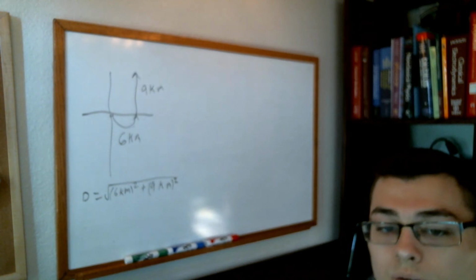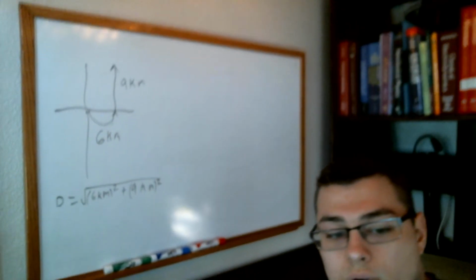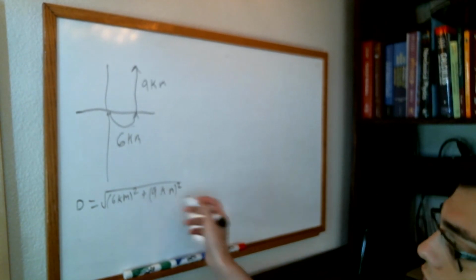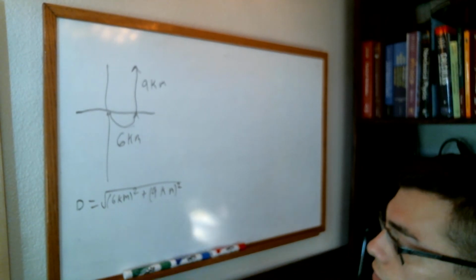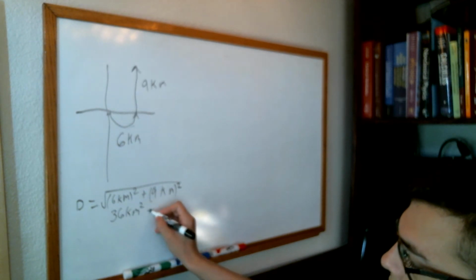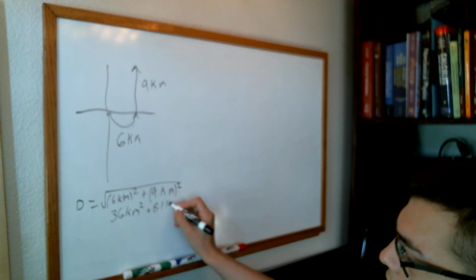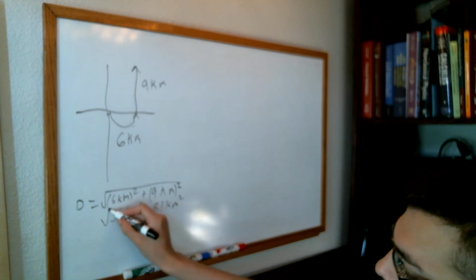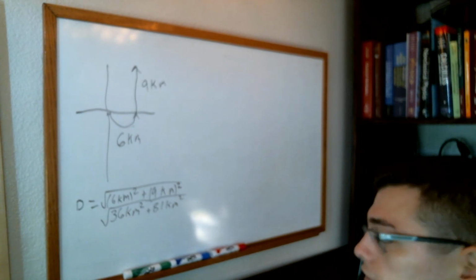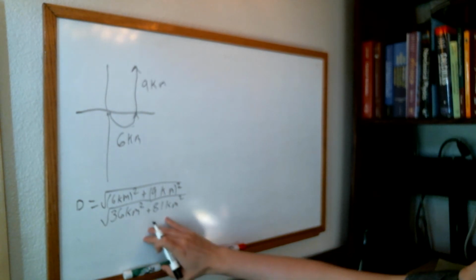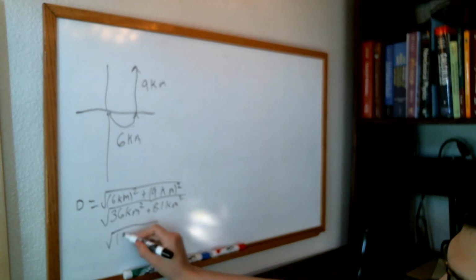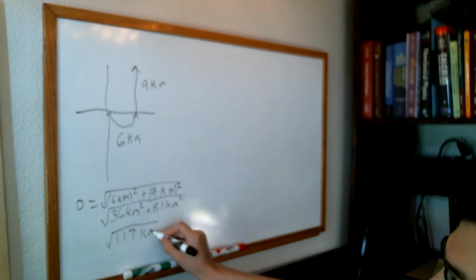And from there, we'll do the addition here. So this is going to be 36 kilometers squared plus 81 kilometers squared, and this is still going to be underneath the square root. Now we're going to add these two up, and this is going to be 36 plus 81, so 117. So the square root of 117 kilometers squared.